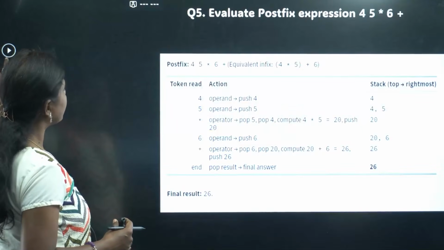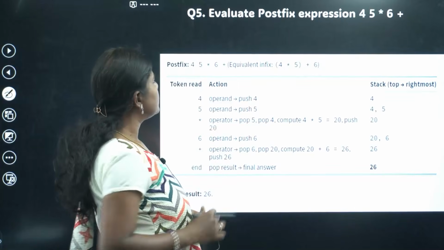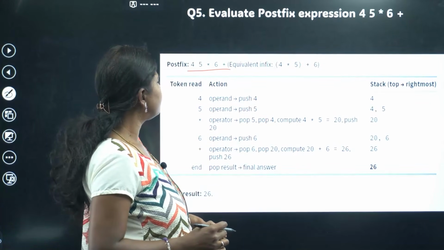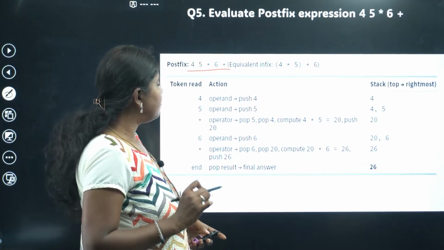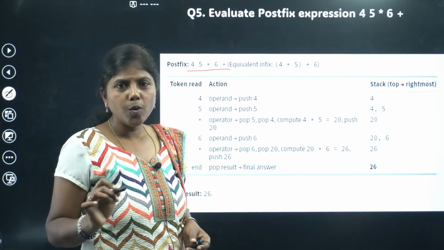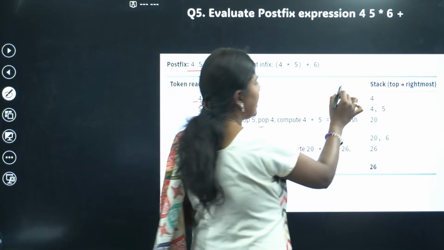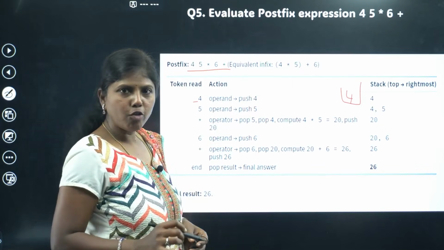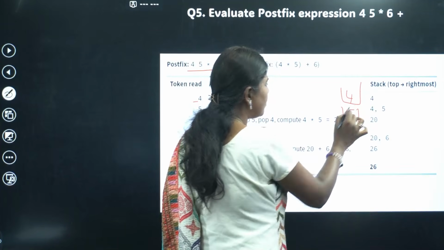Okay, we'll just take this example along with that: 4 5 star 6 plus. So what do I have to do? Very simple. I have a 4. 4 means it's an operand, I have to push it to the stack. It's better you draw it like this. 4 is there, I'm going to push to the stack. 5 is there, I'm going to push to the stack. 4 will be there, and on top of it 5 will be there.